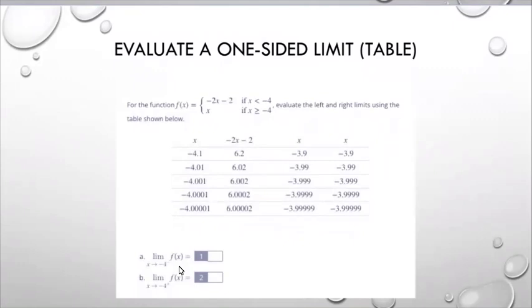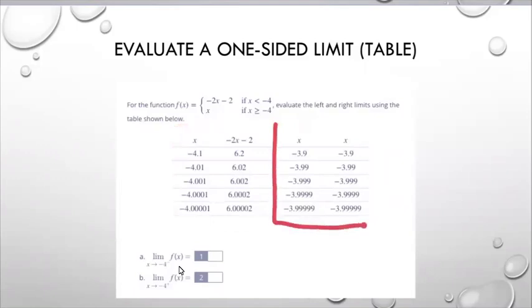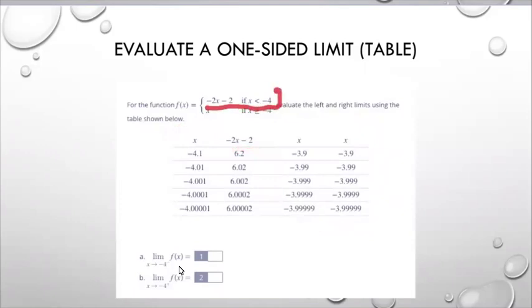We have -2x minus 2 when x is less than -4, and we have x if x is greater than or equal to -4. So again, this is one piece of the table of values, and then this is the other piece. This piece takes care of the -2x minus 2, which is when x is less than -4. So then again, this is your left.